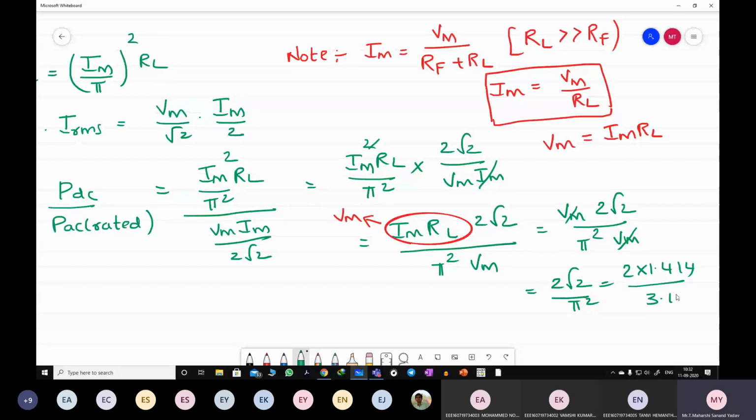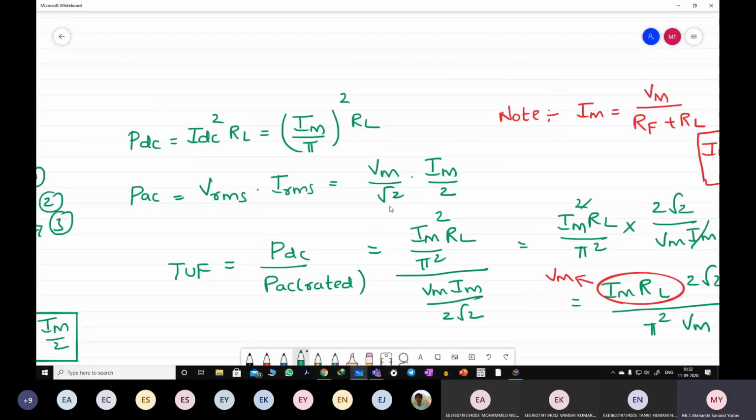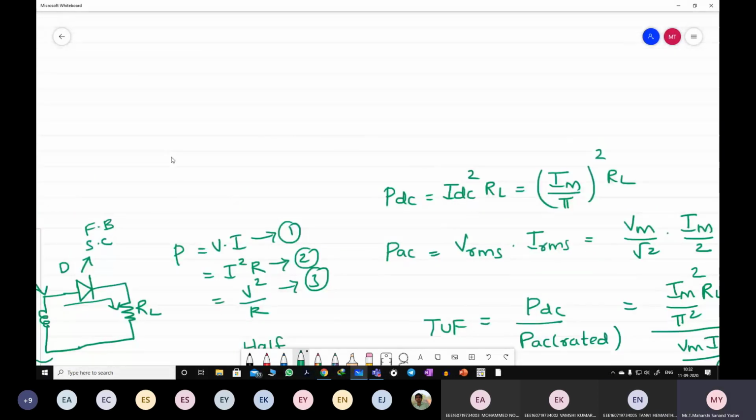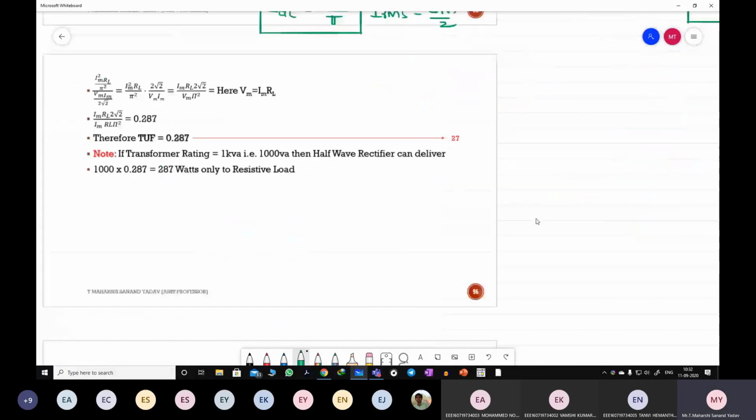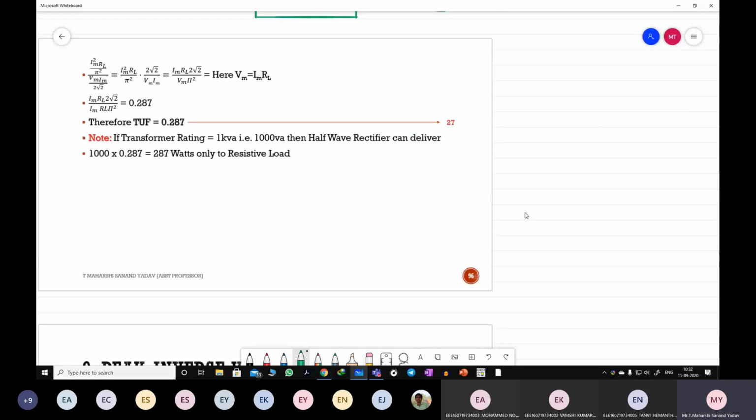1.414 by 3.14 whole square. How much you got? Yes, tell me what's the answer. It will be 0.287. Is it correct or wrong? Yes, sir. So transformer utilization factor, is this for half wave rectifier or full wave rectifier? Half wave. We are discussing half wave. So the transformer utilization factor for half wave is 0.287.